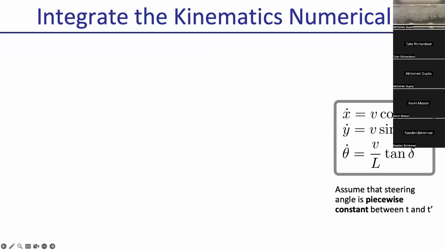We know x dot, we know y dot, we know theta dot, right? And we're going to work out what theta is going to be after some amount of time. Okay, so you all are going to work it out for us, right? So let's say we have theta dot, and we want the integral of theta dot dt from time t to t prime. So we're at time t, we're going to go to time t prime. What is this integral going to be?